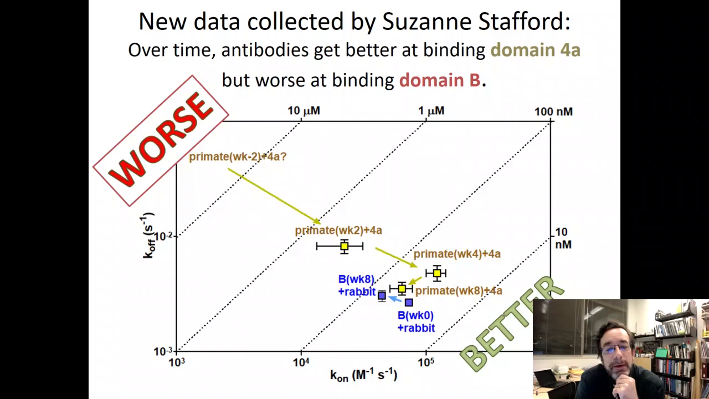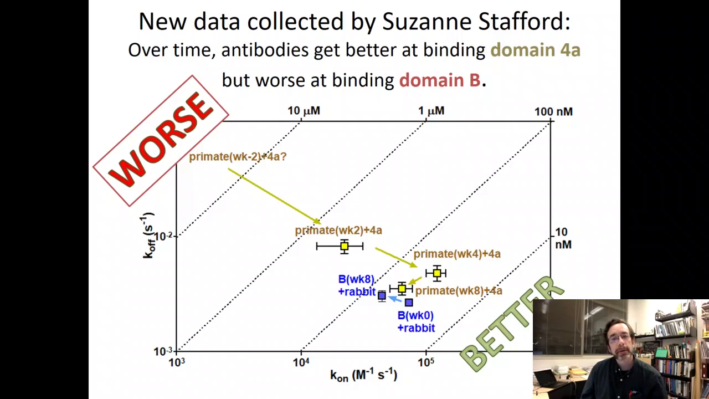That's domain B over time. As the primate makes more antibodies over the weeks, you see that at week 2, the antibodies bind more towards the southeast. That is better binding antibodies. These are actually on rates and off rates that divide up to give you a dissociation constant, just like we talked about in class. So Suzanne found that week 4 and week 8 are more toward the southeast on this graph, which means you have better antibody binding. Antibodies develop to bind better to domain 4A over time.